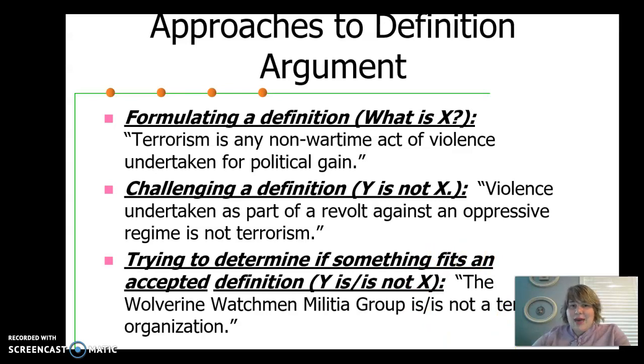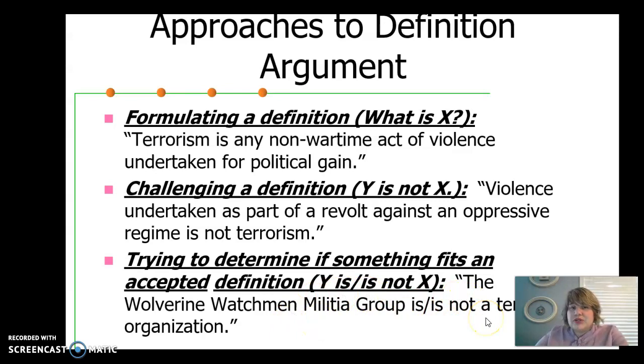And then you can try to determine if something fits an existing definition. So this just happened over the weekend or toward the end of last week. The FBI has arrested a couple of members of the Wolverine Watchman militia group in Michigan for a supposed plot to kidnap the governor. So we might ask, okay, well, is this militia group a terrorist organization? And we're not talking about all militia groups here, notice. We're talking about this very specific group that is currently in the news.